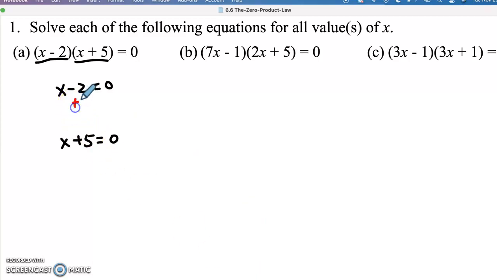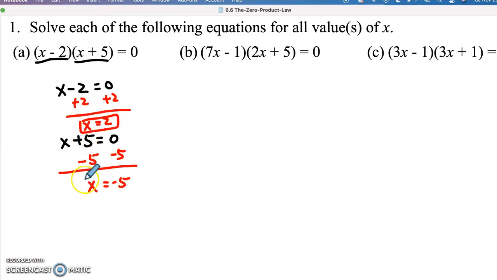Add 2 to both sides. Okay, your x equals 2. This one, subtract 5 from each side. Your x equals negative 5. So you do have two x values. You can write it in this way, 2 and negative 5.